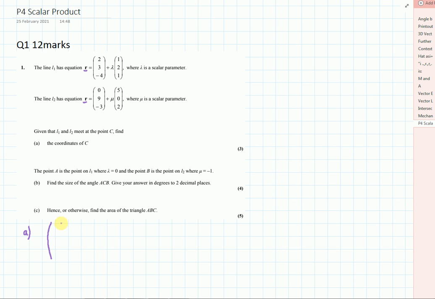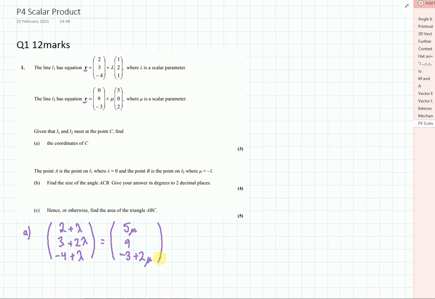So we've got 2 plus lambda, 3 plus 2 lambda, minus 4 plus lambda, and that must equal our mu values, which is going to be 0 plus 5 mu, and 9 on its own, and minus 3 plus 2 mu.